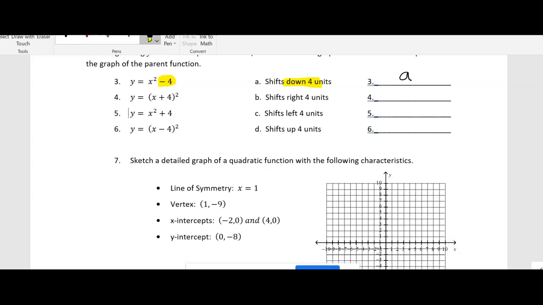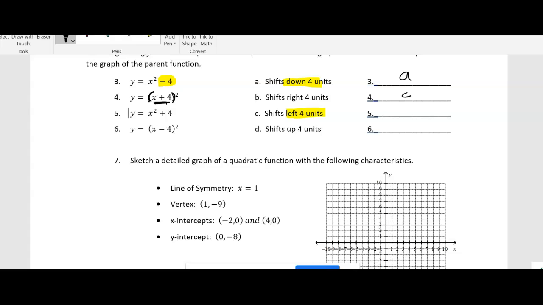If we go to this one, we're inside of the parentheses. So if I look inside of this parentheses here, we've added a 4. We understand that's the one that actually behaves the opposite way of what we would initially think. If it's a plus 4, that should be moving us left 4. So number 4 should be letter C.